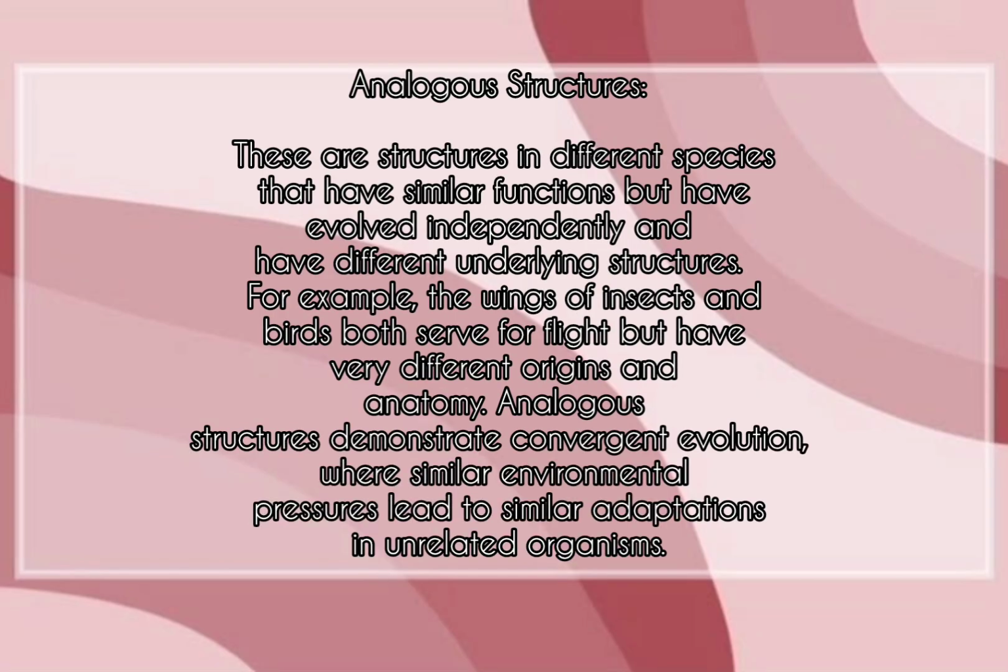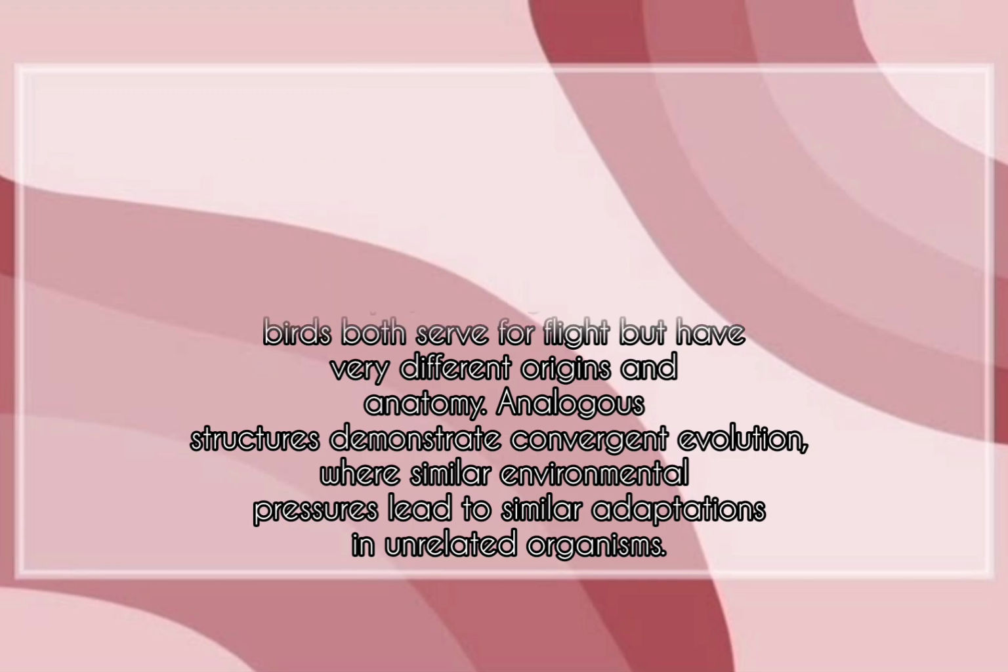Analogous structures. These are structures in different species that have similar functions but have evolved independently and have different underlying structures. For example, the wings of insects and birds both serve for flight but have very different origins and anatomy. Analogous structures demonstrate convergent evolution, where similar environmental pressures lead to similar adaptations in unrelated organisms.